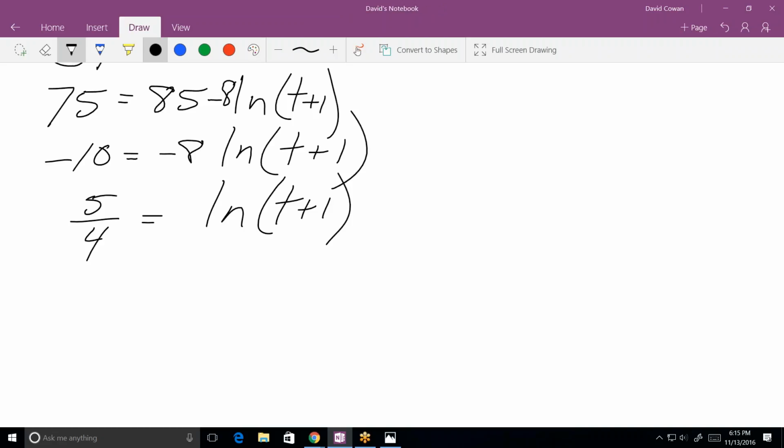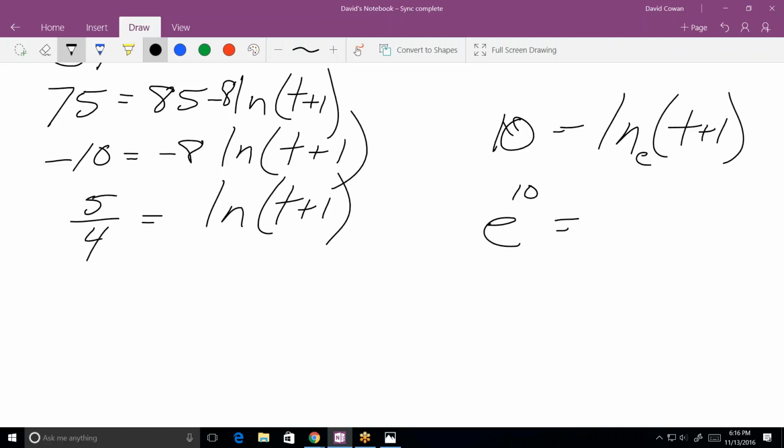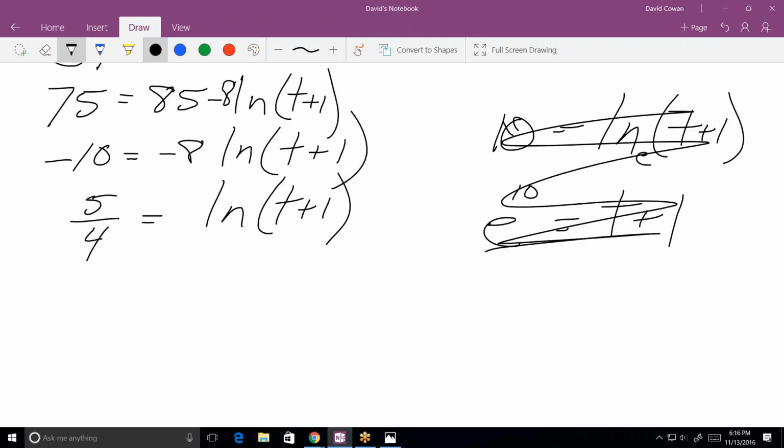Couldn't we take the natural log of the other side as well? Here's the thing. If you have an exponential equation, you solve it by taking the natural log of both sides. If you have a natural log equation, you solve it by converting it to exponential format. In other words, if I told you that 10 is equal to the natural log of t plus 1, what does that mean? It means if I take the base e, raise it to 10, I get t plus 1. And then I can solve that for t, right? t would be equal to e to the 10th minus 1. So that's how we solve it.